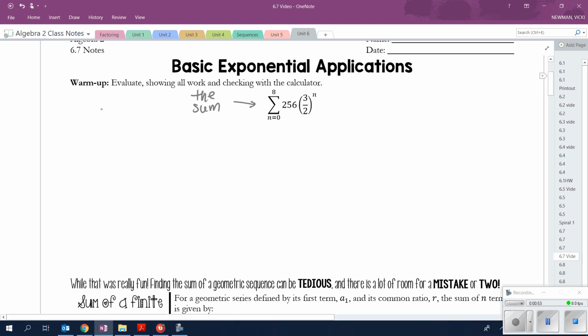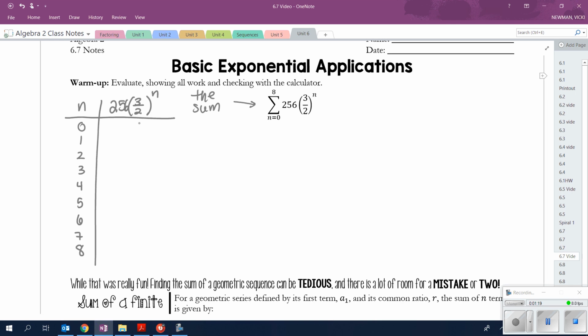Beautiful. So we are plugging in 0 all the way to 8: 0, 1, 2, 3, 4, 5, 6, 7, 8, into this expression, 256 times 3/2 to the n. We've got a lot of numbers to do here, yeah? Well, anything to the 0 is 1, so 3/2 to the 0 is 1, times 256 is 256.